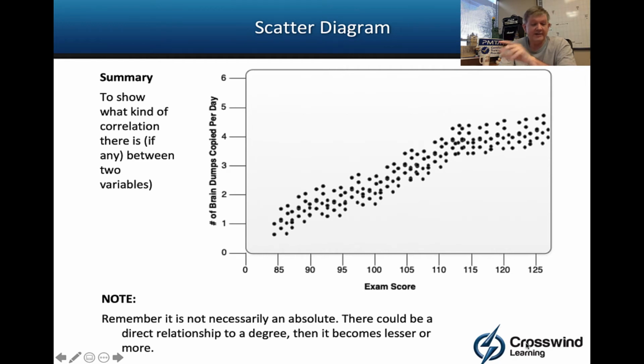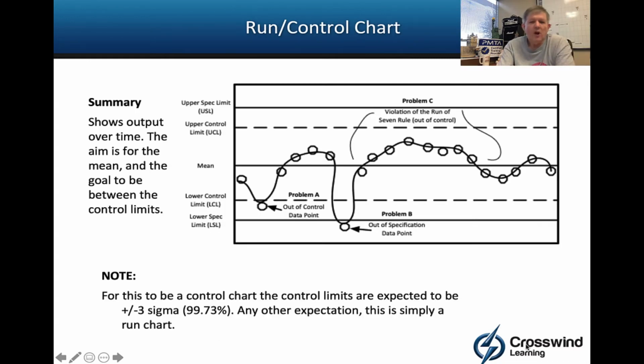But again, what it does, it shows if there is a relationship between two variables, and if so, to what degree and what direction it's going. When we look at the run or control chart here, a control chart is a specific form of run chart that we're going to talk about at the end of this. But let's talk about the run chart to begin with.